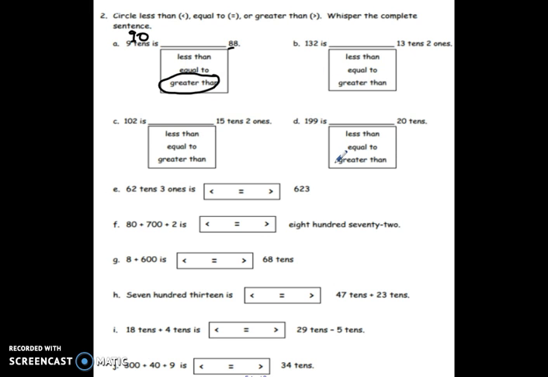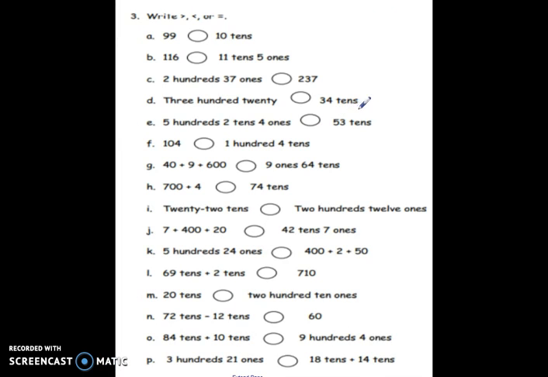You will do the next ones on your own. For E, F, G, H, I, and J, you are circling the correct symbol to compare the two numbers. Then let's take a look at the third page. On this page, you are going to look at the two numbers, and in each circle you're going to write either greater than, less than, or equal to. When you finish all 3 pages, you've completed the workbook for today.